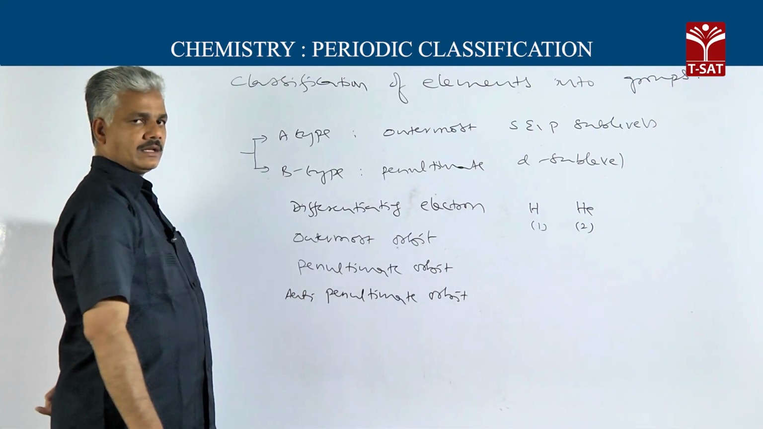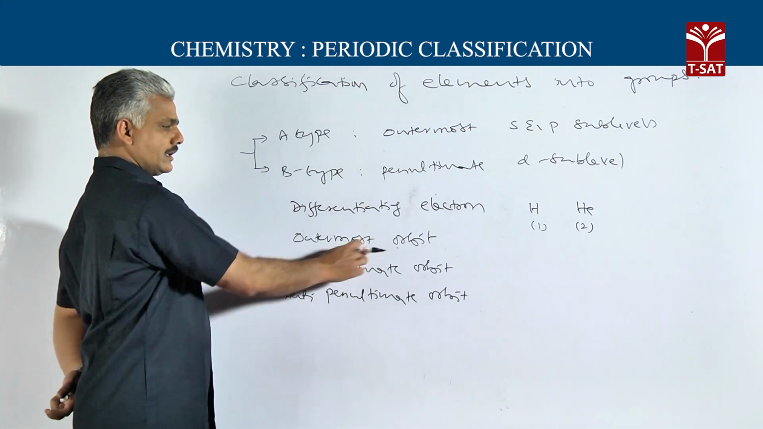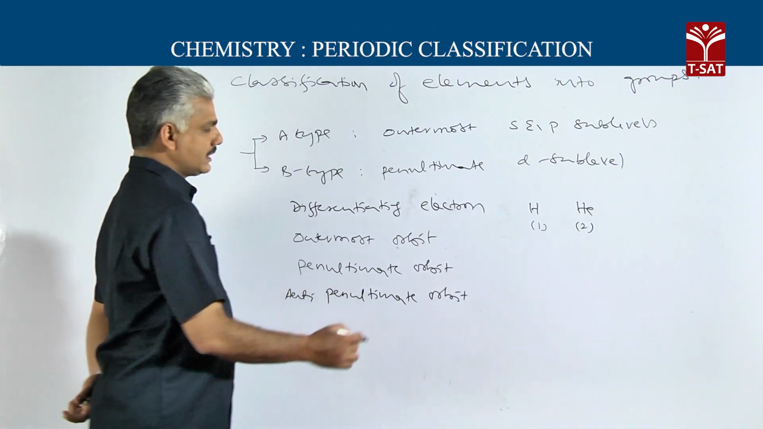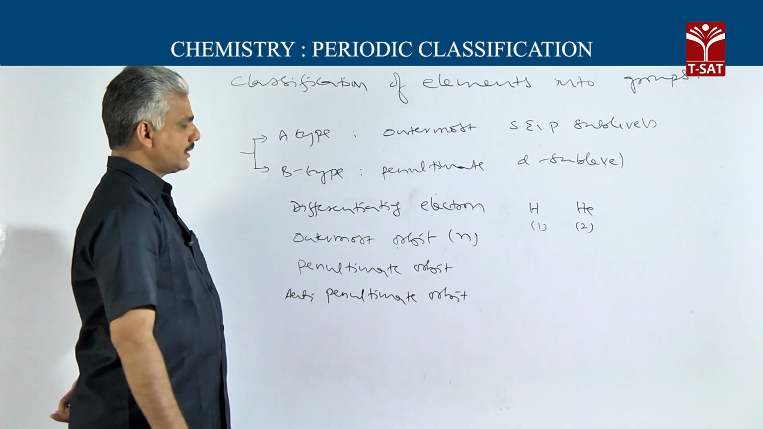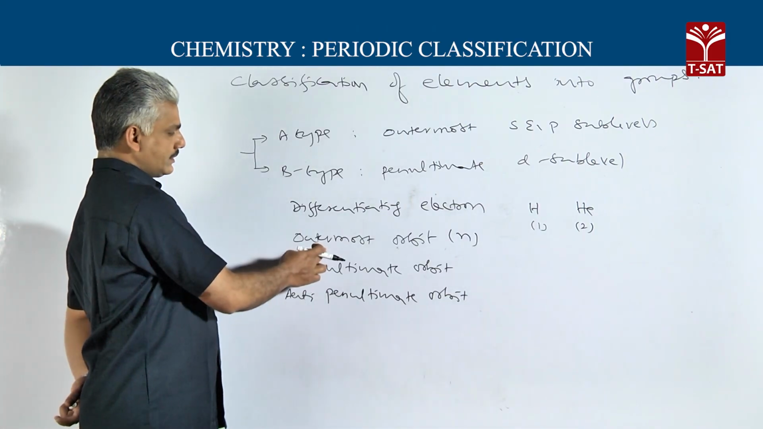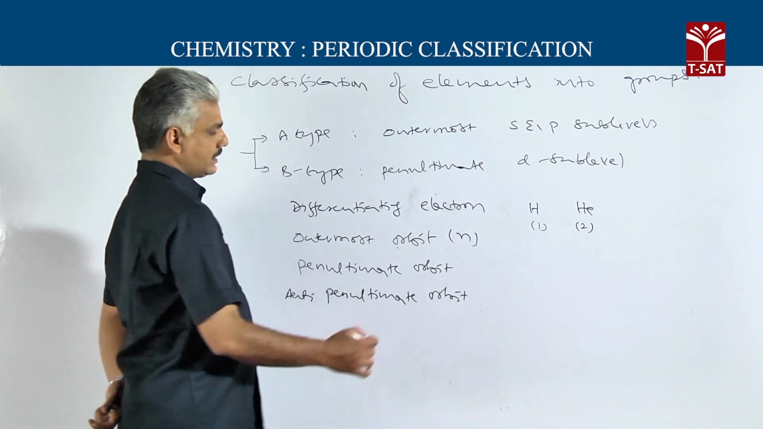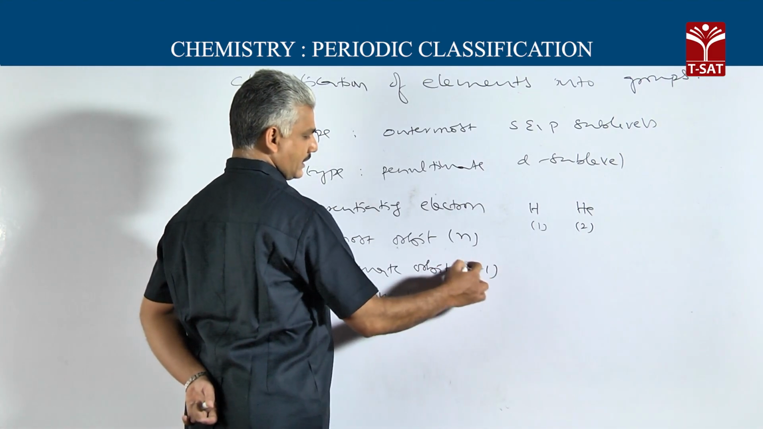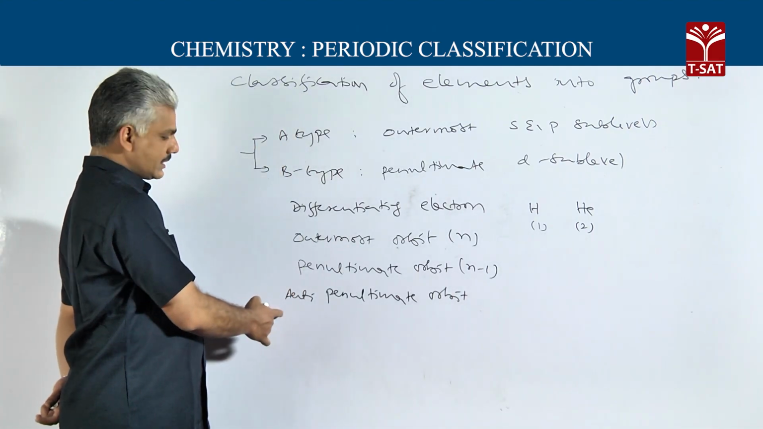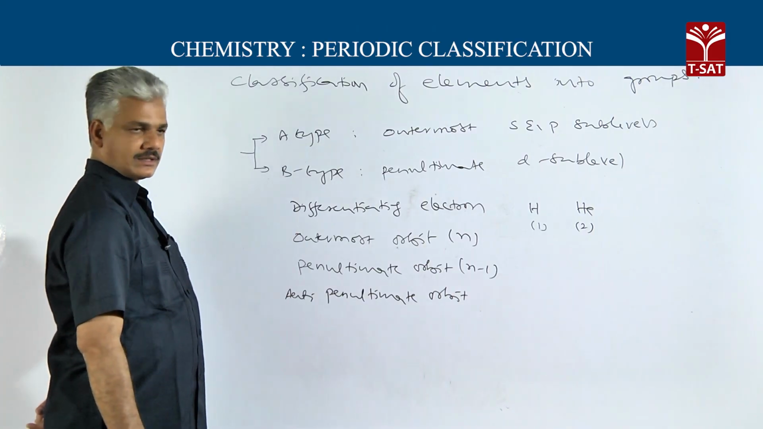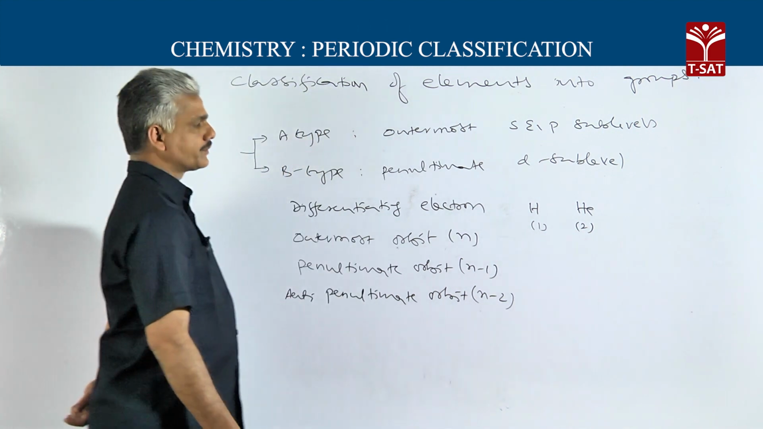Then, the last orbit in which an electron is present is called the outermost orbit. Generally, this is denoted with the letter N. Then, towards the nucleus, the orbit next to the outermost orbit is called the penultimate orbit. It is denoted with the symbol N-1. Next to the penultimate orbit is the anti-penultimate orbit. It is denoted with the symbol N-2.